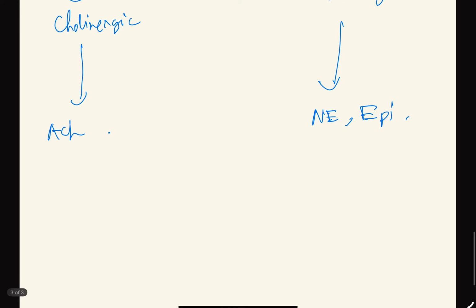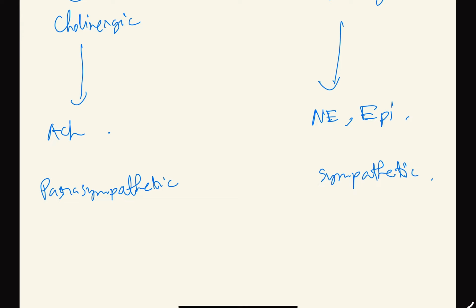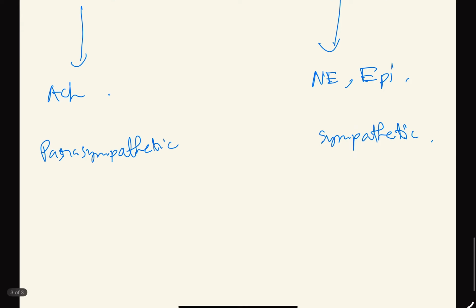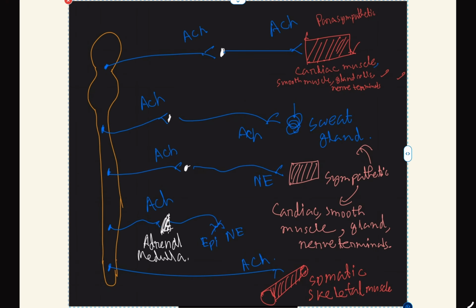Most of the parasympathetic nerve fibers are cholinergic nerve fibers, and most of the sympathetic nerve fibers are adrenergic nerve fibers, but there are some exceptions. We'll talk about it in the anatomy of the autonomic nervous system. So let me tell you about the anatomy of the autonomic nervous system.